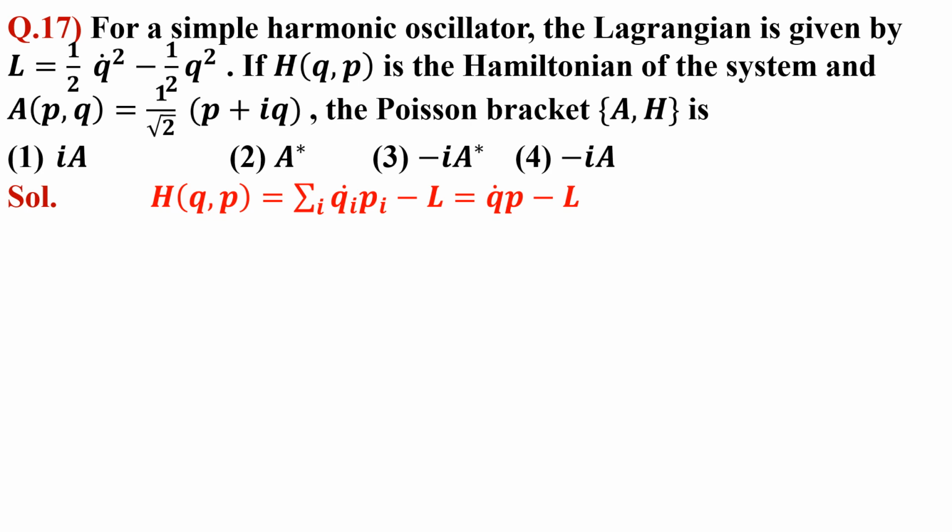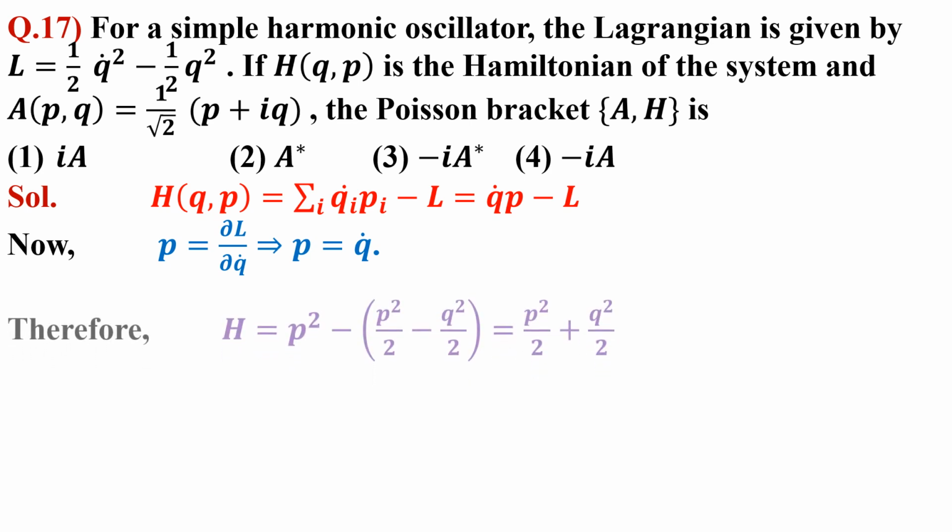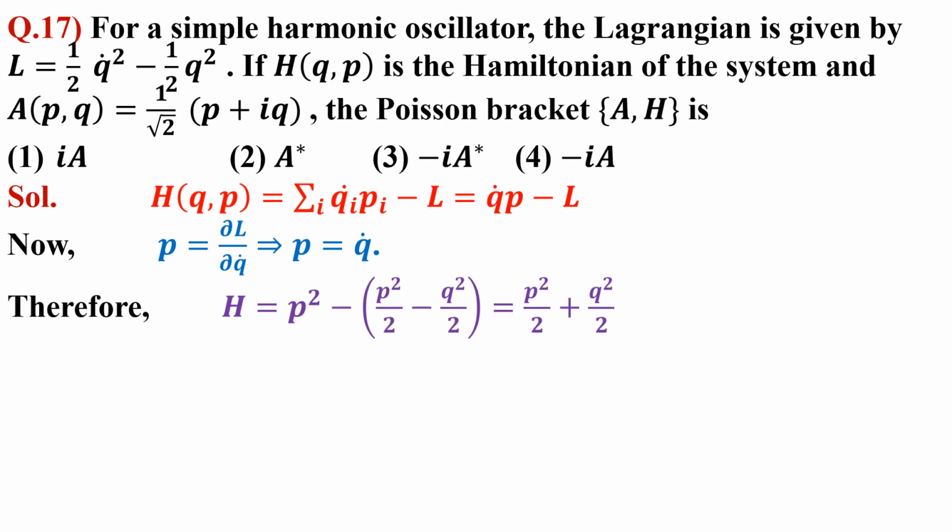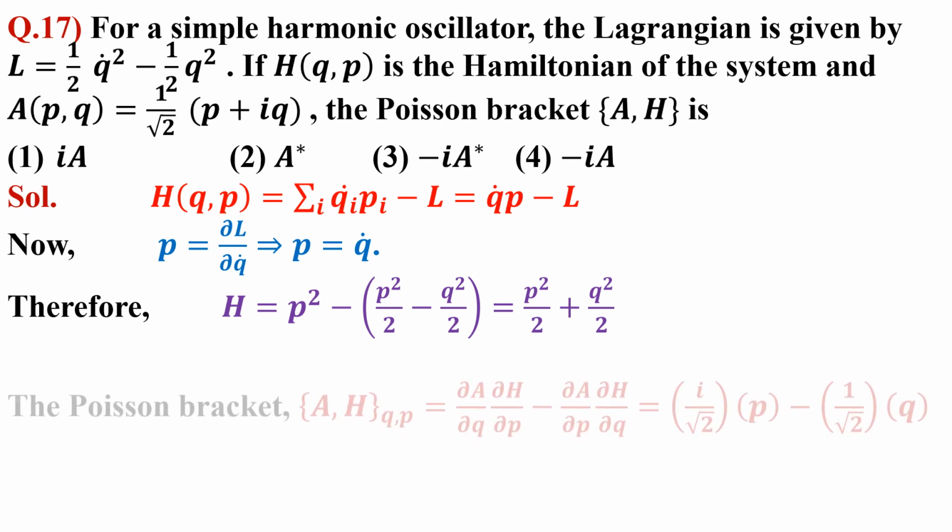There is only a single coordinate, so H equals q dot p minus L. Now p equals del L upon del q dot, which gives momentum p equals q dot. Therefore, the Hamiltonian H equals p square minus (p square by 2 minus q square by 2), which equals p square by 2 plus q square by 2.